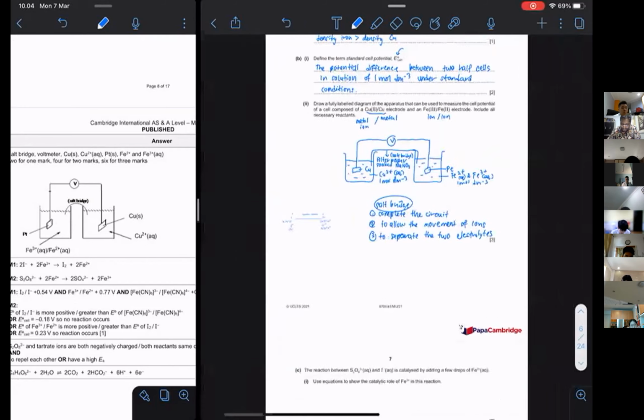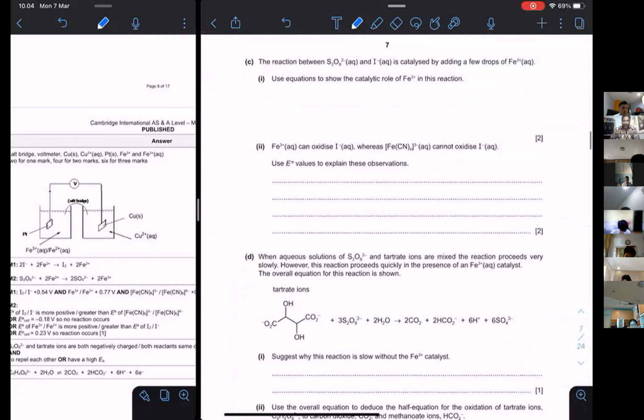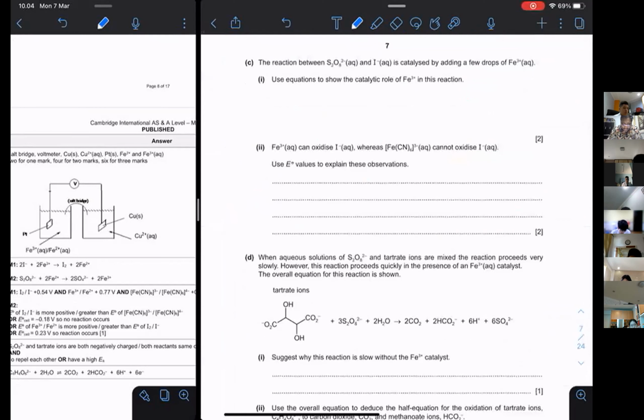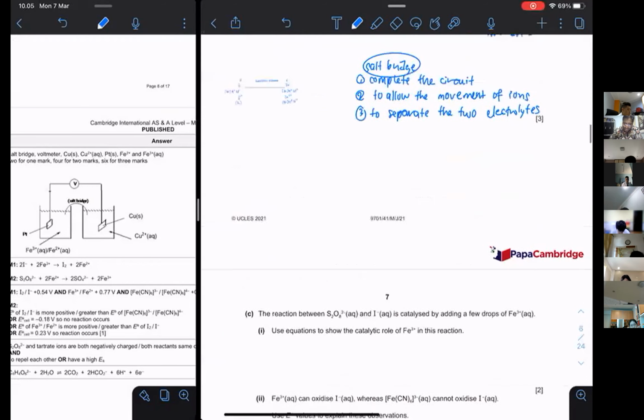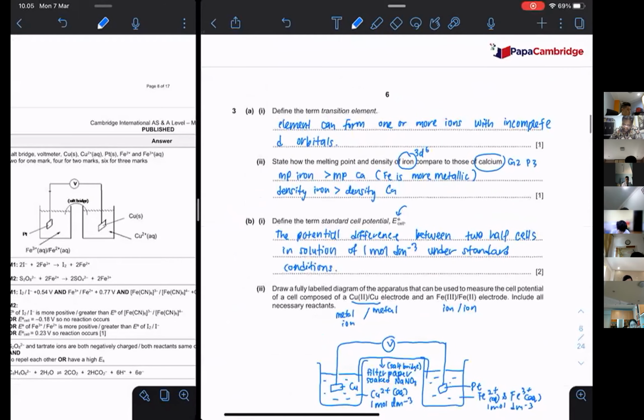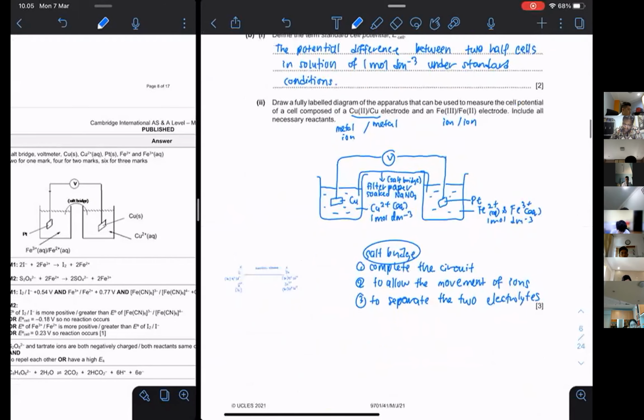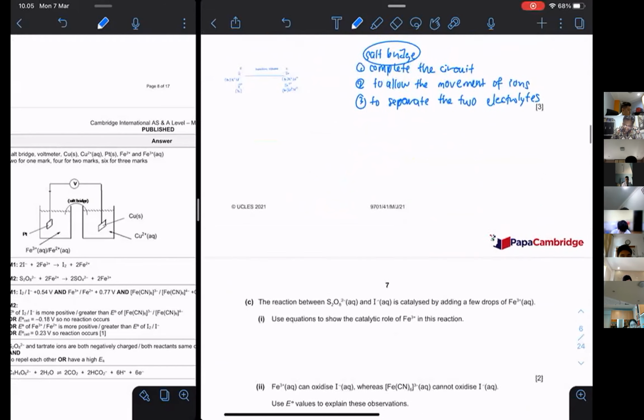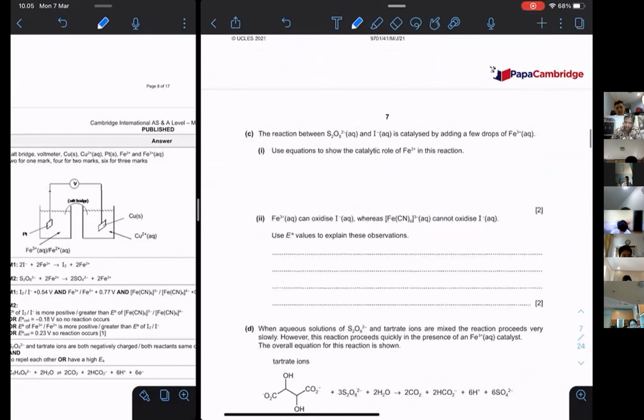Let's move on. Now the reaction of S2O8 2 minus and I minus is catalyzed by adding a few drops of Fe3 plus. Use equations to show the catalytic role of Fe3 plus in this reaction. Let's actually look at other information given. I think it's a separate question.